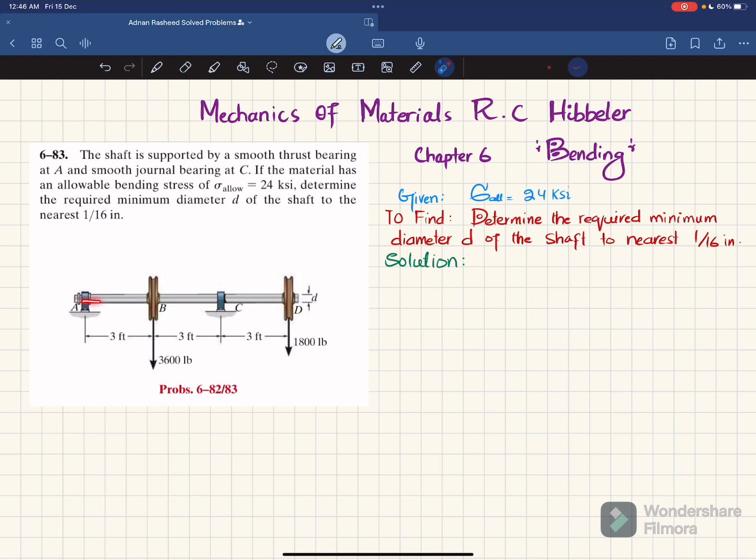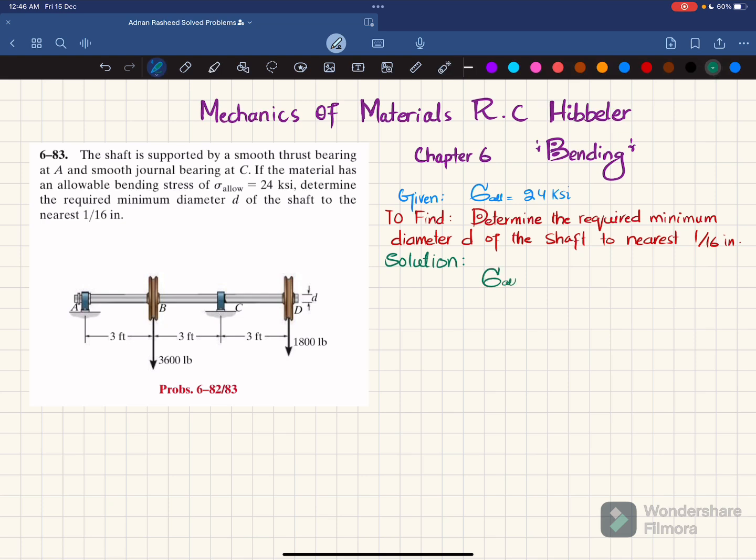So you can see this is the shaft that is having diameter D, clear, and at A we have a smooth thrust bearing, and at C we have a smooth general bearing. At B we have a load of 3600 pound, and at D we have a load of 1800 pound. So for the material, the allowable bending stress is 24 ksi, so you have to determine the smallest diameter D to the nearest 1/16 inch. So let's start with the solution.